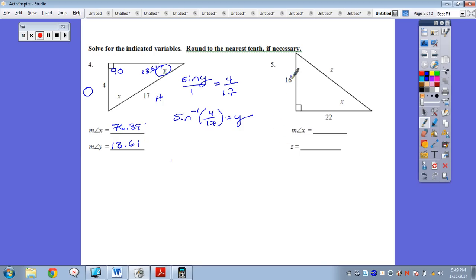Alright, number 5. You're looking for the hypotenuse of the triangle and you're looking for this angle. So first we'll start with looking for the angle. Looking at this angle, we know the opposite side is 16. This is the hypotenuse, and this side is the adjacent side. So if we're looking at this angle, we're not using the hypotenuse because we don't have any value for that. And we do have a value for the opposite and adjacent side. So you're going to use tangent, because that's the trig function that goes to the opposite and adjacent side. So tangent of x over 1 is equal to the opposite side 16 over the adjacent side, which is 22.